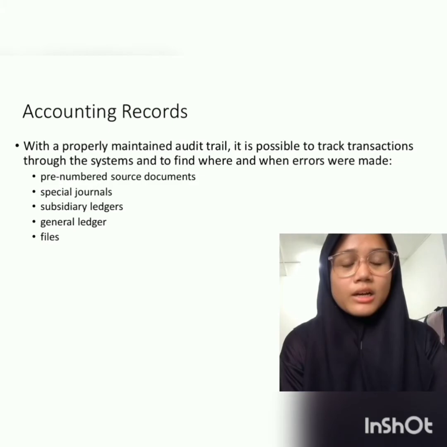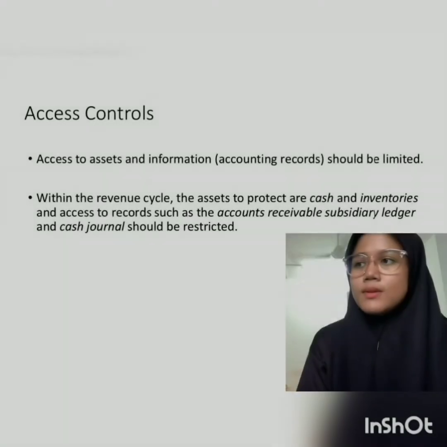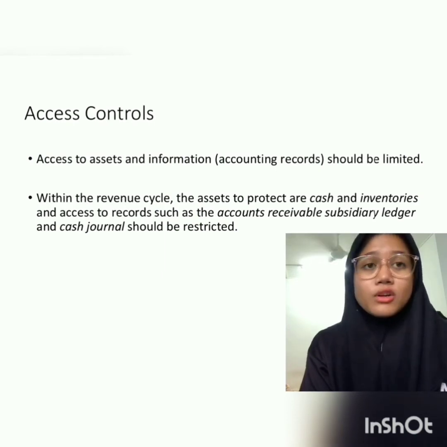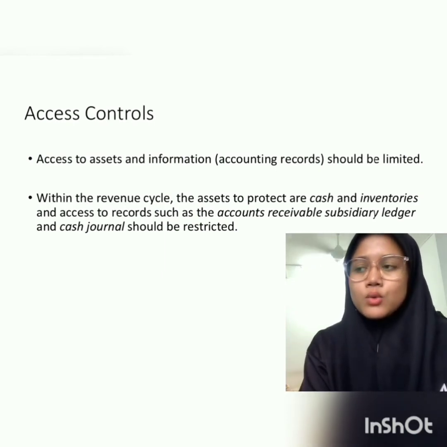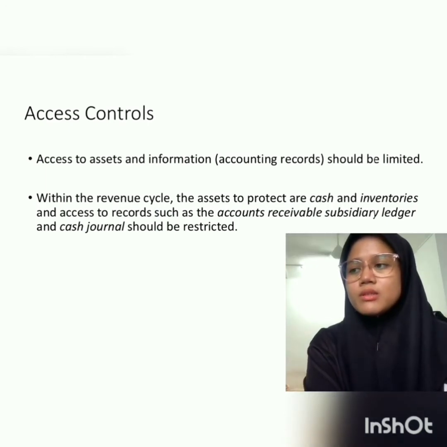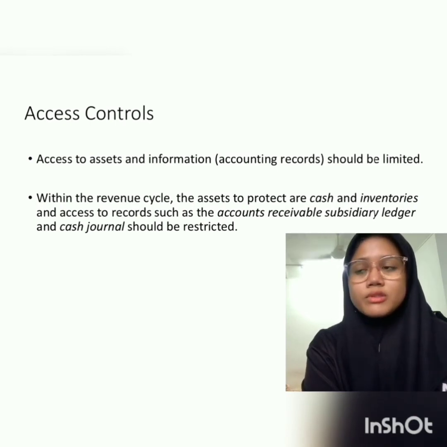yang berkenaan. Access controls. Access to assets and information, which is accounting records, should be limited. Within the revenue cycle, the assets to protect are cash and inventories, and access to records such as the accounts receivable, subsidiary ledger, and cash journal should be restricted.